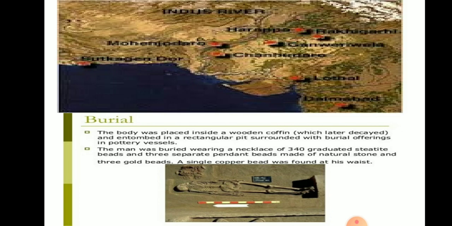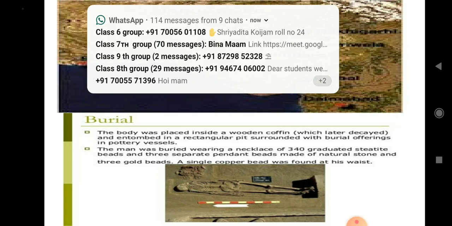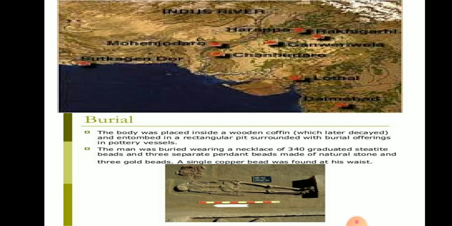The body was placed inside a wooden coffin, which later decayed, and entombed in a rectangular pit and surrounded with burial offerings in pottery vessels. The man was buried wearing a necklace of 340 graduated steatite beads, three separate pendant beads made of natural stone, and three gold beads. A single copper bead was found at his waist. So see, things available with the skeleton are different.